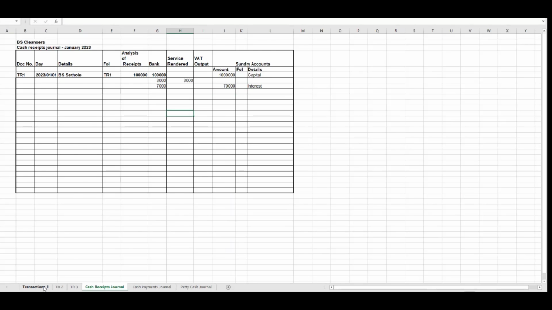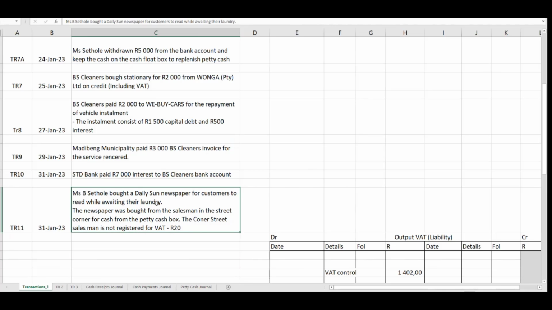And the next transaction, transaction number 11: Mrs Bisitole bought a Daily Sun newspaper for customers to read while waiting for their laundry. The newspaper was bought from a salesman on the street corner for cash from the petty cash box. The street salesman is not registered for VAT, and we've paid 20 rands. Nyasha, tell us, where does it go? Cash receipts journal, cash payment journal, or the petty cash journal?